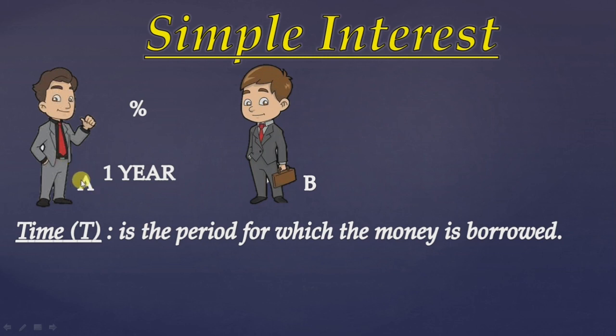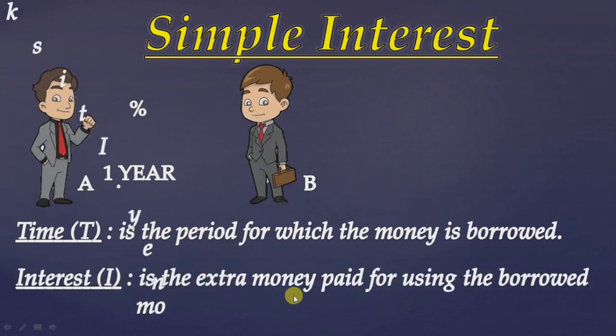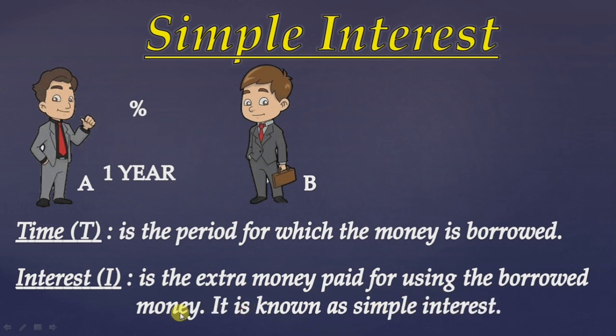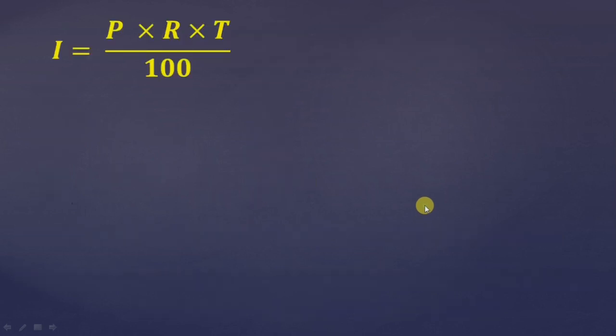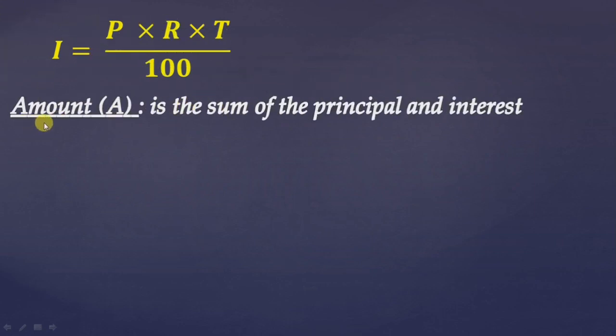After 1 year, friend A needs to give him some extra money that is known as interest. So interest is the extra money paid for using the borrowed money. It is known as simple interest, and simple interest is calculated by the formula I is equal to P into R into T divided by 100. So after 1 year, A needs to give him the total money which is known as the amount. So what is an amount? Amount is the sum of principal and interest.